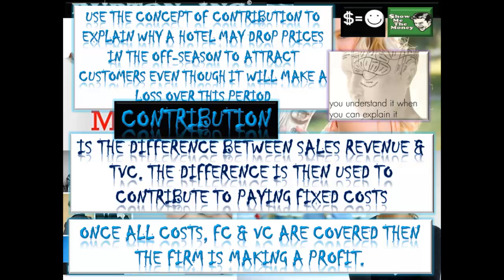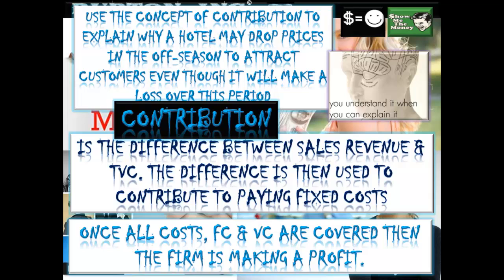So remember, contribution is the difference between sales revenue and total variable costs. And that difference is then used to contribute to paying fixed costs. So if a hotel can cover all its variable costs of staying open in the off-season, even though technically it's making a loss, not being able to quite cover its mortgage repayments, the salary of the CEO, etc., as long as it's covering the variable cost of letting out the room, it'll still be making some sort of contribution towards paying the insurance, paying the CEO, paying the mortgage bill.